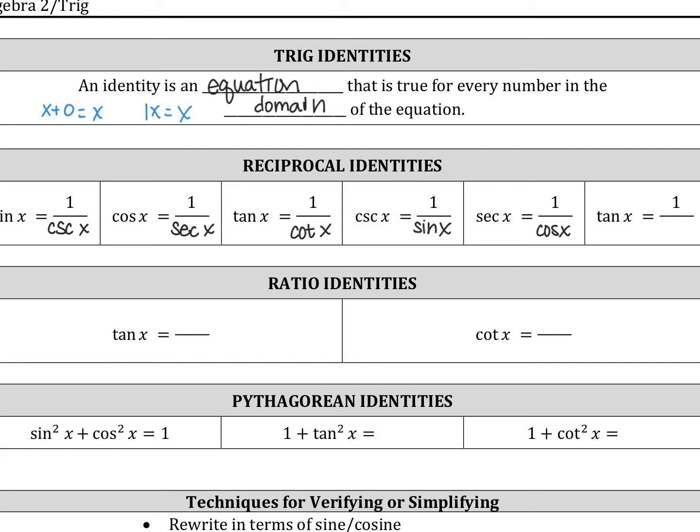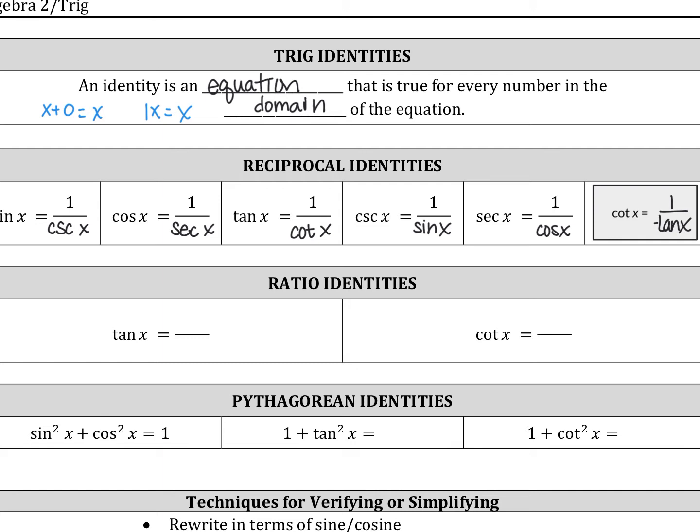Cosine. And this is where I made a mistake, because that should have said cotangent. Thank you. Cotangent of x equals 1 over tangent. These are called our reciprocal identities.